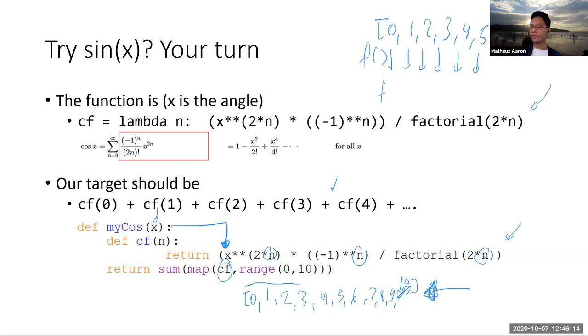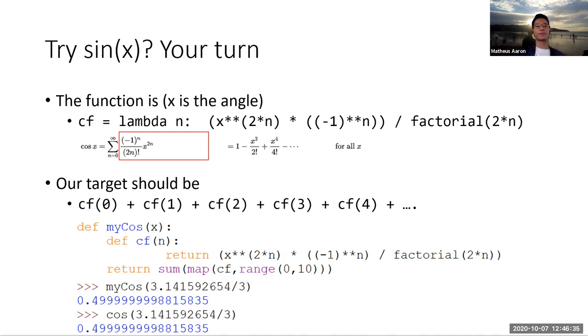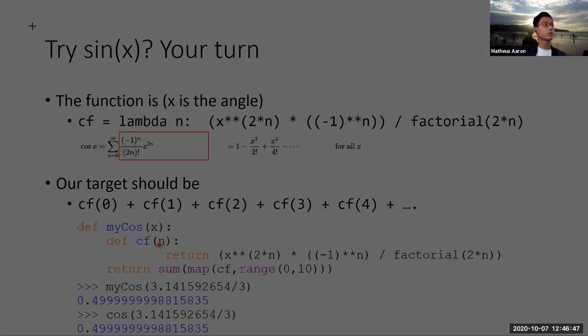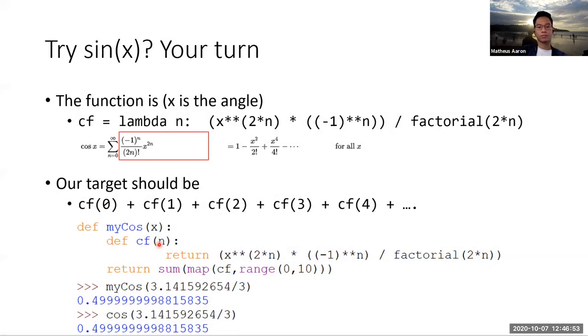into F0, F1, F2, F3, F4, F5. Okay? So this is more or less how it works. To actually see it in action, you can see this. Now this is my cos x. So I'll take a screenshot of this and send it to the group.